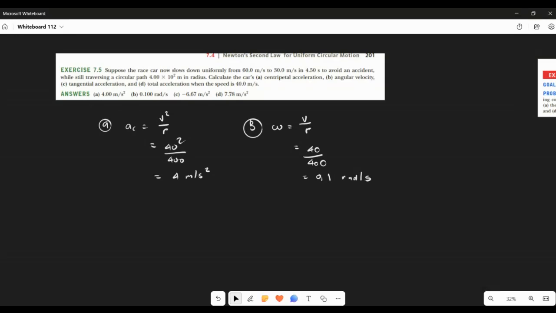All right, so for our linear tangential acceleration, we just essentially take that, was it 30 minus 60 in this case, and we divide it by the 4.5, and we should get an answer of 6.67, or rather negative in this case, right? Because it's decelerating, meters per second squared. And obviously, the total acceleration would be the radial part plus the tangential part. I call it the radial part, yeah, plus the centripetal part. Okay, you guys can check that.